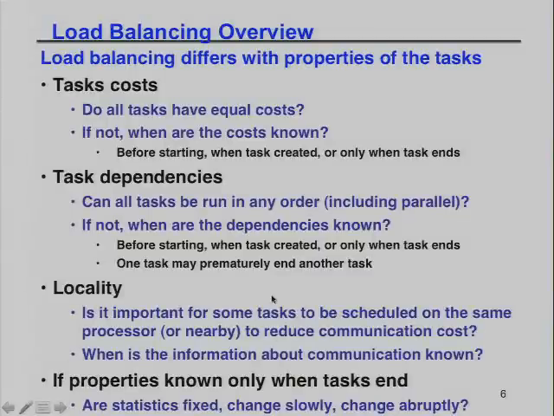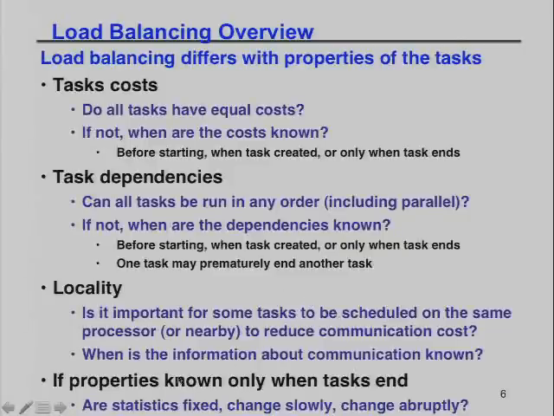And then there's locality, how much data needs to be shared between different tasks, ranging from the embarrassingly parallel, no sharing, to the expensive stuff where you'd rather not load balance these two tasks if they have to share too much, because then they have to communicate. And even if the properties are known only when the tasks end, there's a spectrum.